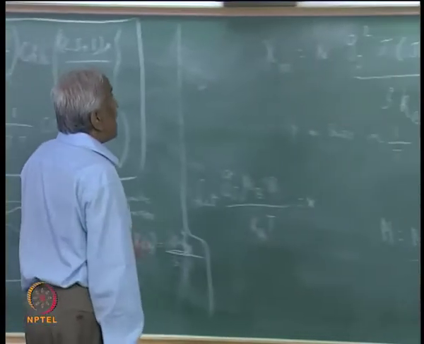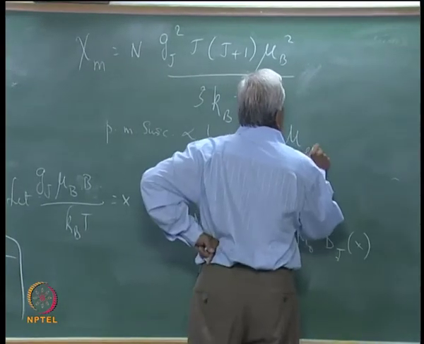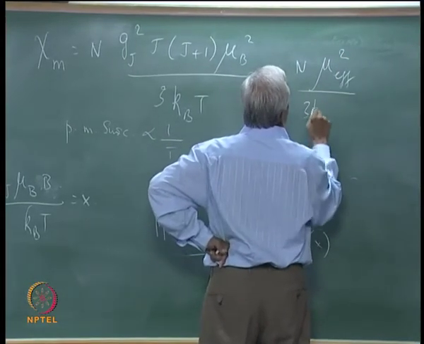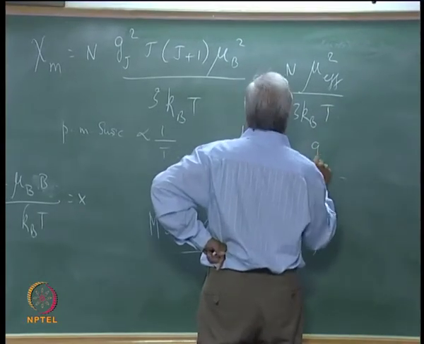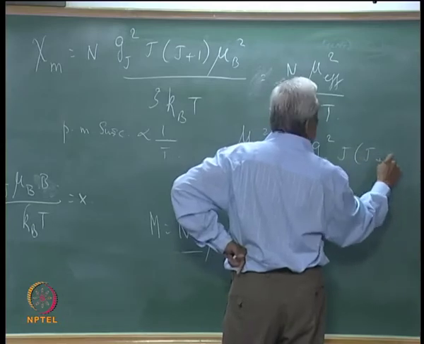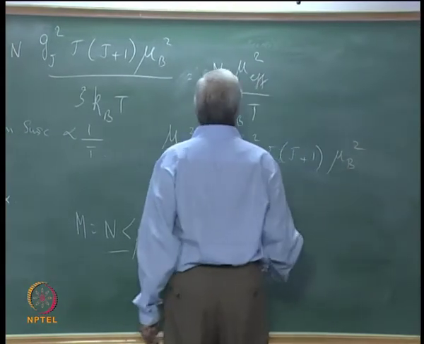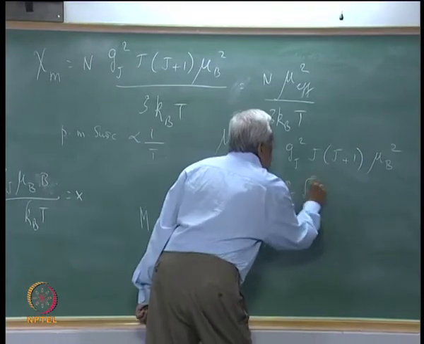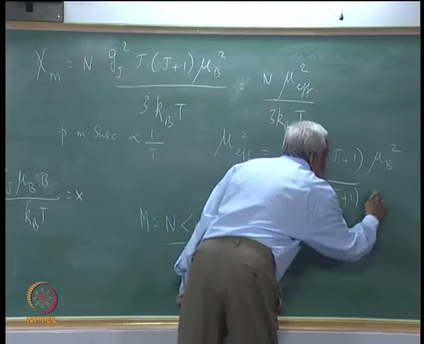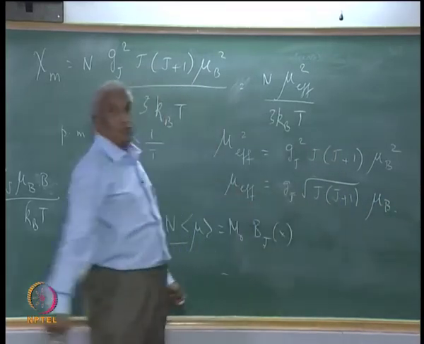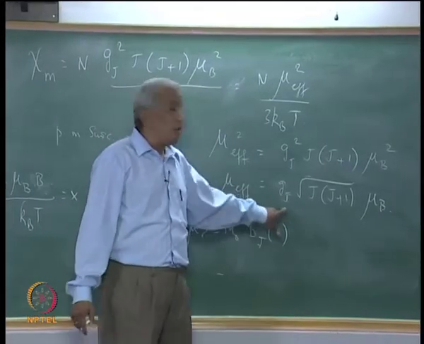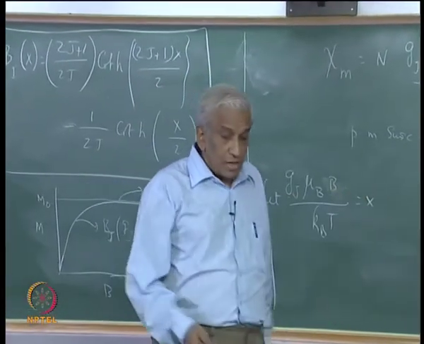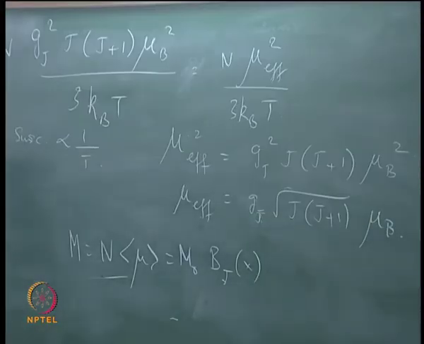So the effective magnetic moment is given by n mu effective square by 3 kBT. So this is g j square j into j plus 1 mu b square, and that is mu effective, therefore, g j root j into j plus 1 Bohr magneton. So we can calculate the effective magnetic moment once you know the g factor, g j, and the J value. So this can be calculated as we have already seen in the case of the gadolinium 3 plus ion.